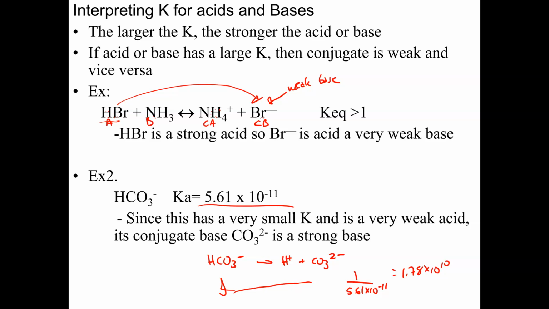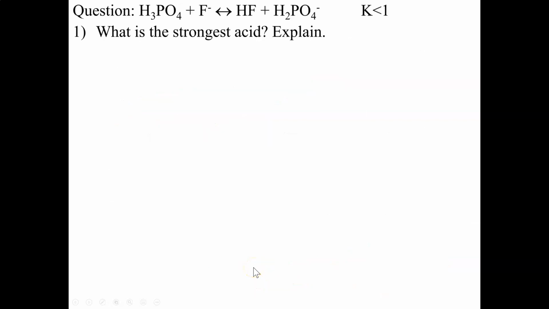So that proves that this thing really wants to go this way, which means this thing really wants to dissociate. Or in this situation, it wants to accept the hydrogens. It's a strong base, right? Bases accept hydrogen, strong acids donate hydrogen. So in this situation, because you have such a large K going the other way, this thing really wants to accept the hydrogen. That makes it a very strong base.